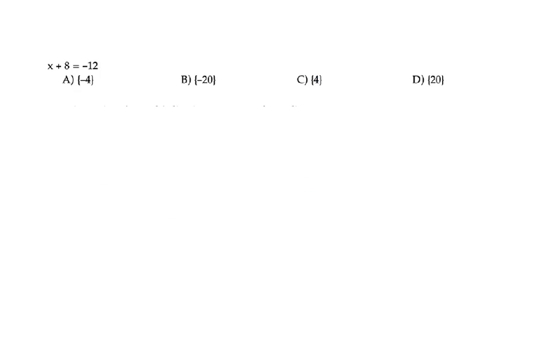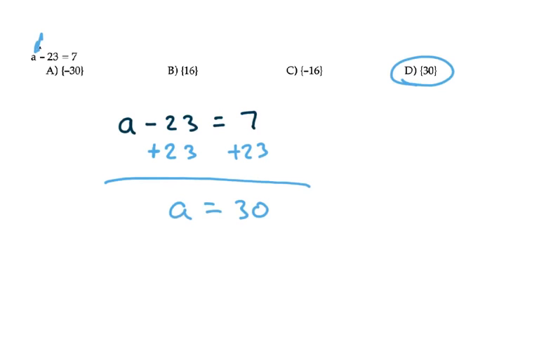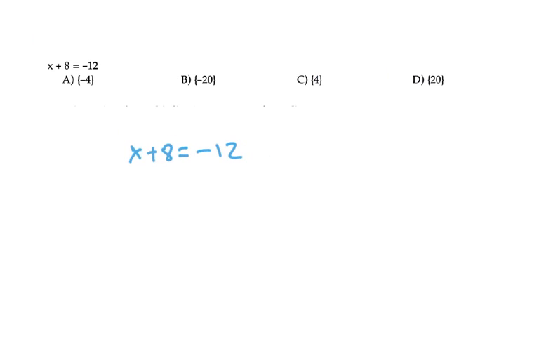Okay, next one. x plus 8 equals negative 12. What's my next move? Well, the goal again is to get the variable by itself. So here, instead of in the previous example where we're subtracting, now we're adding, so we will do the opposite, which now means that we're going to subtract.